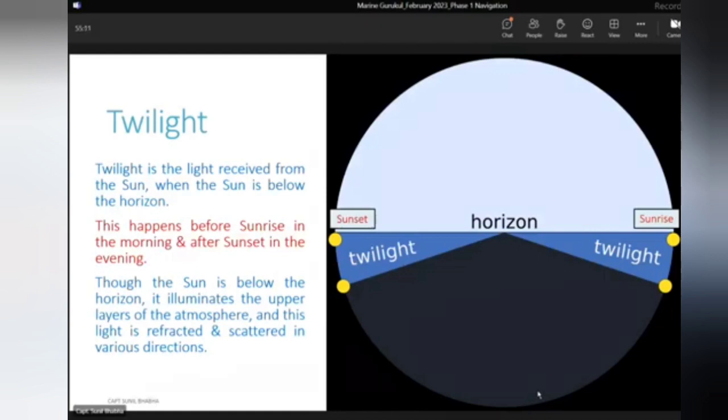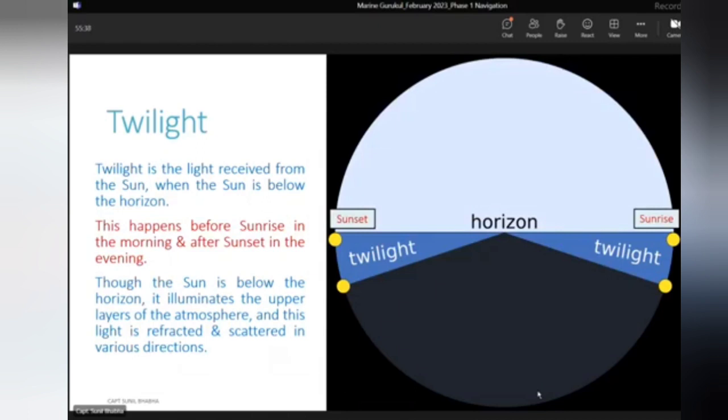Yes, sir. So just one doubt. What is the exact difference? Like, what is twilight, dawn, and dusk? What is the difference exactly? Okay, beta. Dusk basically means late evening. So evening twilight is known as dusk twilight, and dawn is basically early morning. So dawn twilight is the twilight which happens in the morning.